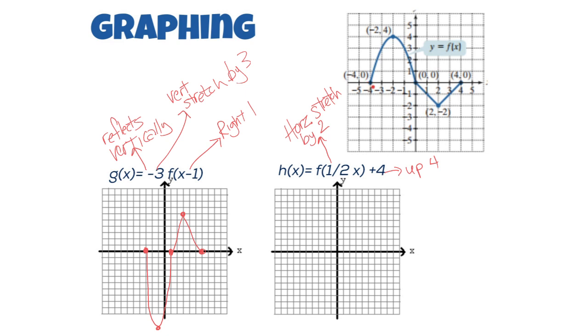I'm going to take this ordered pair right here at -4, 0. The first thing I'm going to do is I'm going to horizontally stretch it twice as far. So right now I'm out 4. I'm going to stretch it twice that. I'm going to end up out 8. And then I'm going to go up 4.